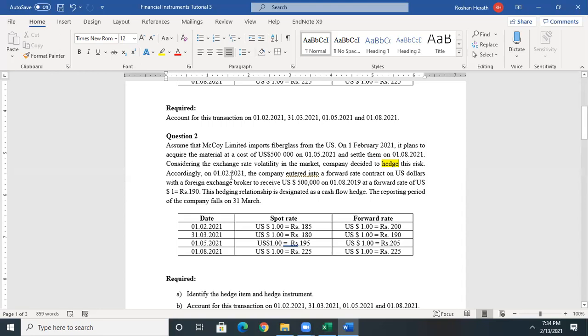Accordingly, on 1st of February 2021, the company entered into a forward rate contract on US dollars with a foreign exchange broker to receive this much on 1st of the month, at a forward rate of 200. This hedge relationship is designated as a cash flow hedge. So here you are going to hedge against what? The adverse movement of the associated cash flows.